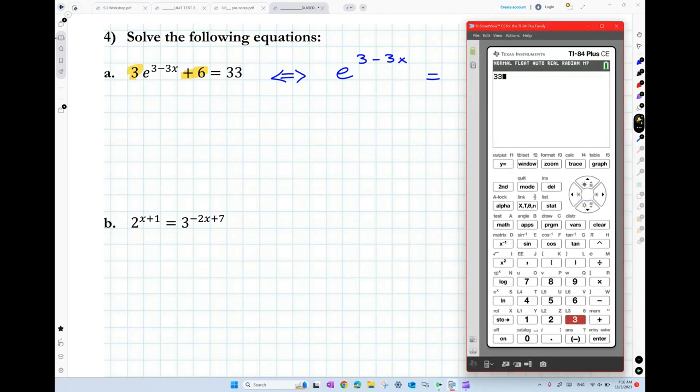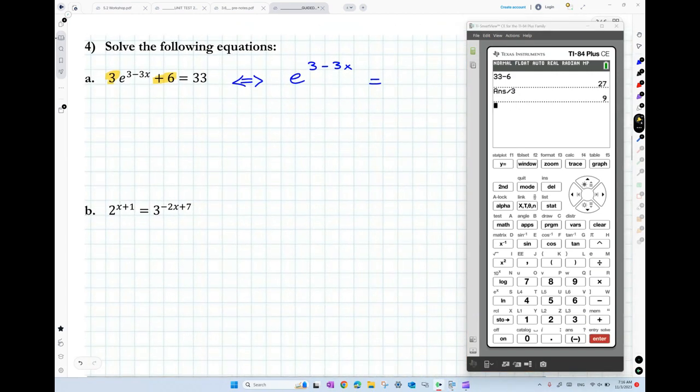You start with 33. The addition of 6 becomes the subtraction of 6. And then you divide by 3, and you will have 9. Then you cross over the base e, natural base. It becomes natural logarithm.